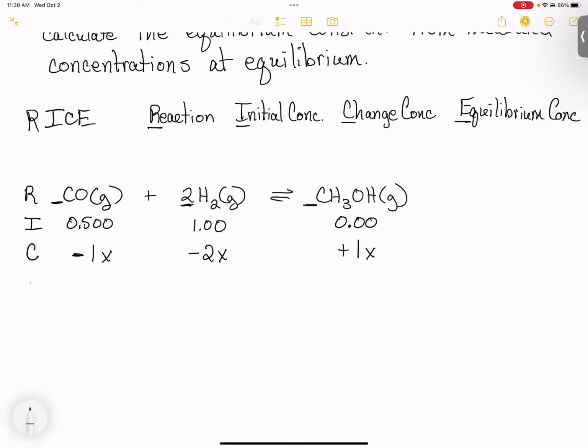So at equilibrium, the concentration we would expect is 0.500 minus X of the carbon monoxide, 1.00 minus 2X of the hydrogen gas, and plus 1X of the methanol.